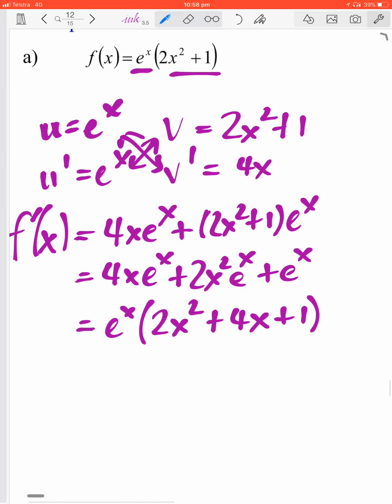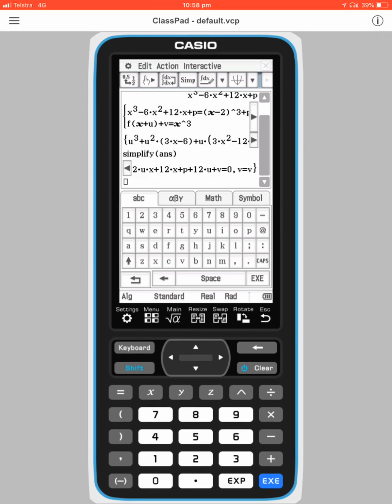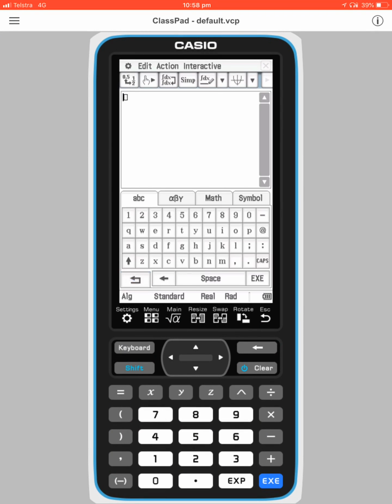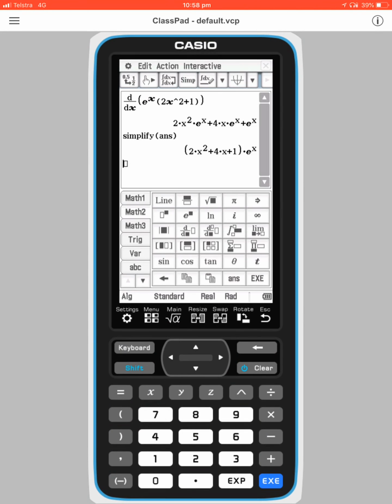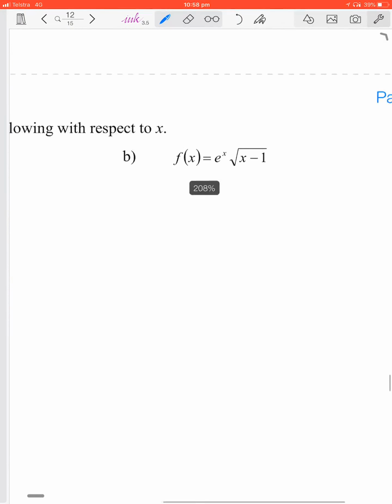So what was our original? E to the x, 2x squared plus 1. Good habit to get into. Highlight d dx, enter, simplify, there it is, 2x squared plus 4x plus 1. That's our first one.